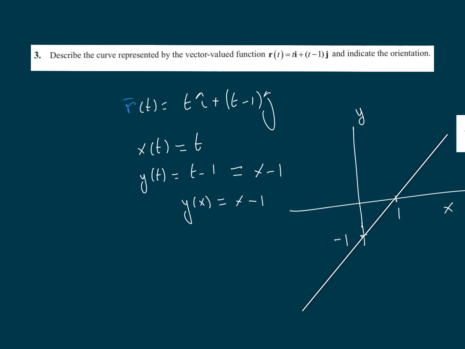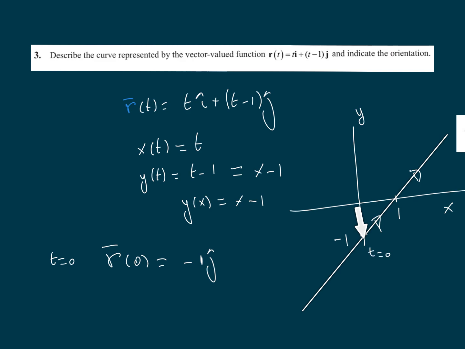Now the question is, what is the orientation of this graph? Is the object moving in this direction or in the opposite direction? To know that, we can evaluate r of 0, for t equals 0. For t equals 0, r of 0 is 0i minus 1j, which will be this vector. So the object is exactly here at t equals 0.